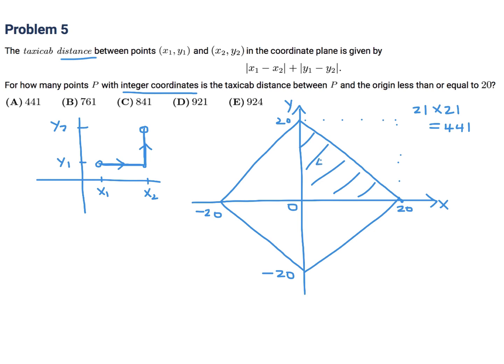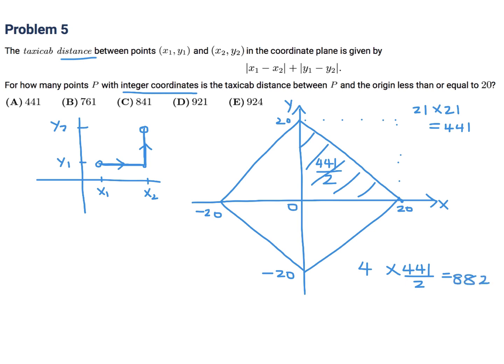This 441 divided by 2 in terms of the number of points with integer coordinates, also known as lattice points. But you have 4 of these such regions, so it would be 4 times 441 over 2, and that is 882.